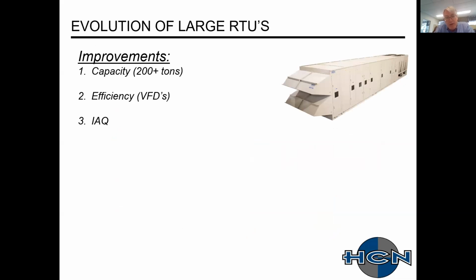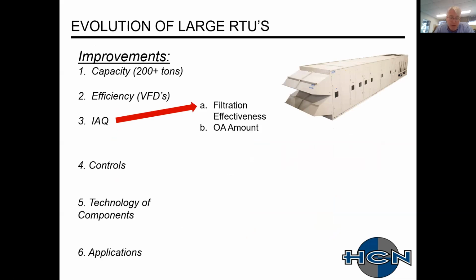Just over the years, improvements that they've made, they've become very large in size. They've greatly increased their efficiency, mostly due to the use of VFDs on compressors as well as fans. Indoor air quality, where you have increased your filtration effectiveness, you can increase the amount of outside air allowable through these units. And then the next items are controls, technology of components, as well as applications.